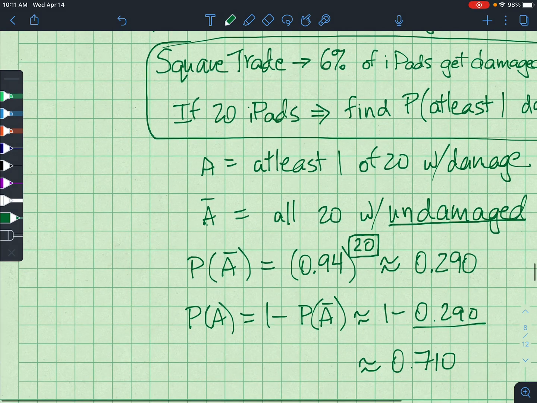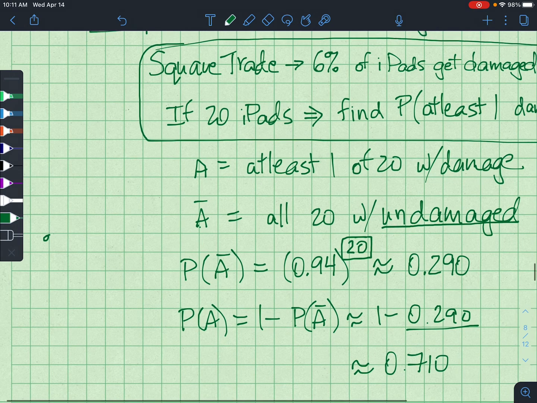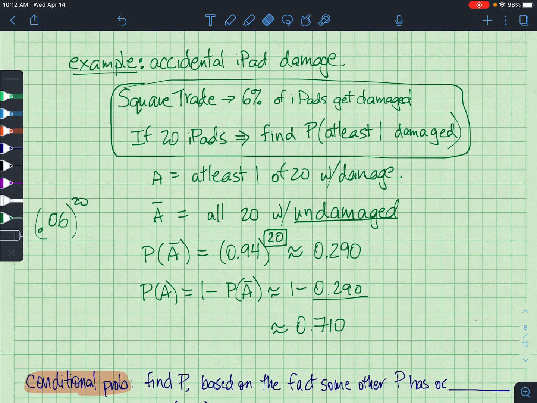Is it obvious why we don't take 6%? Oops, it's not even 6%, is it? 0.6 to the 20th power. First of all, this is the probability that all 20 of them will be damaged, right? And that isn't what we're after in this problem. It doesn't really help us. Okay?